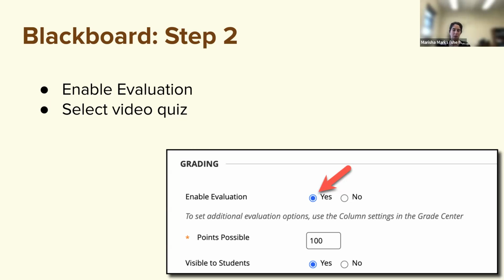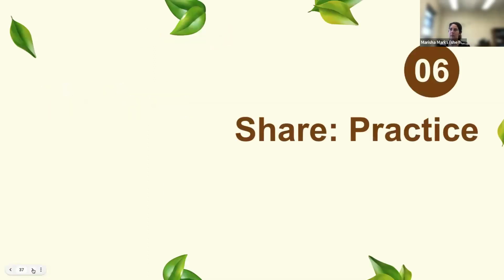So it's up to you. You can make it out of 100, you can make it out of 10, or you can make it out of whatever number of questions that you have so that it matches ScreenPal. And in calculating your Blackboard final grades, you can always play with it there as well so that the grading works out the way that you want in your syllabus. So you're going to enable evaluation, and then it's going to take you to the next screen where you're going to select the quiz that you've already created in ScreenPal.